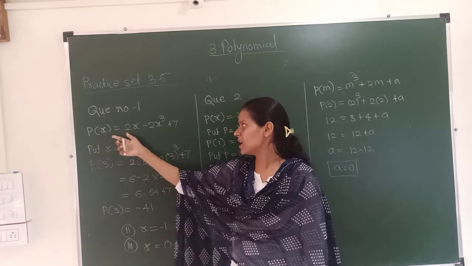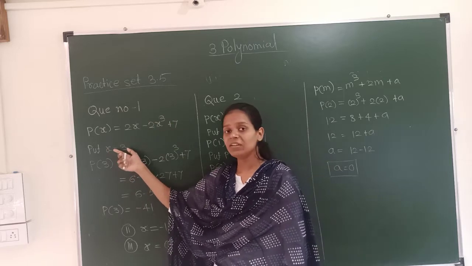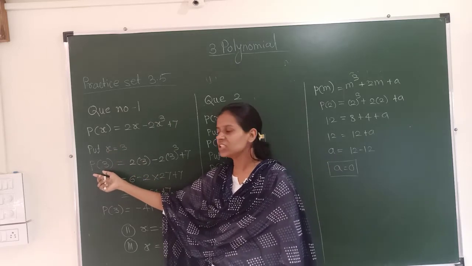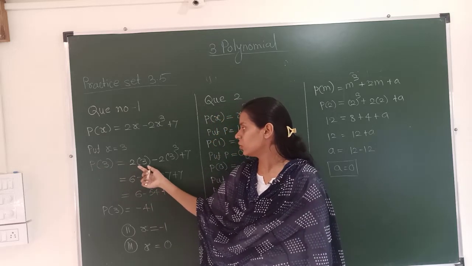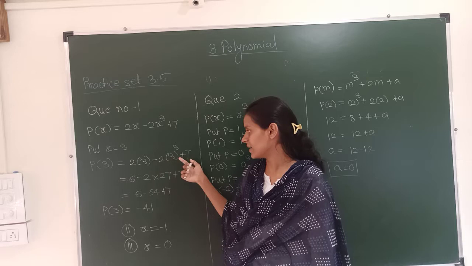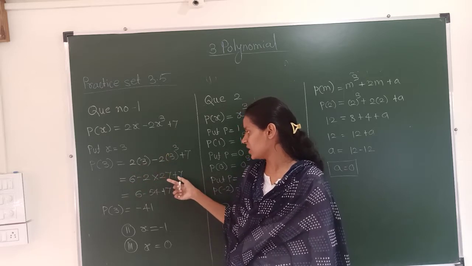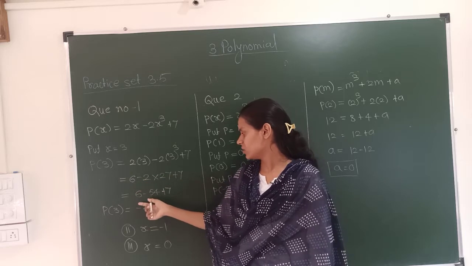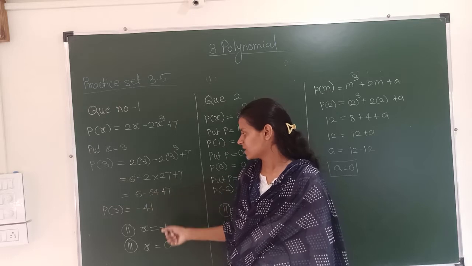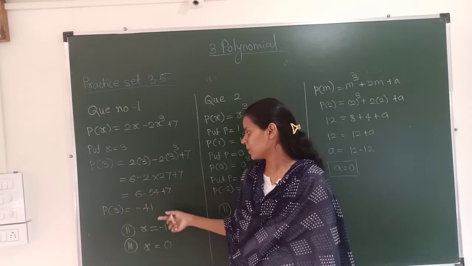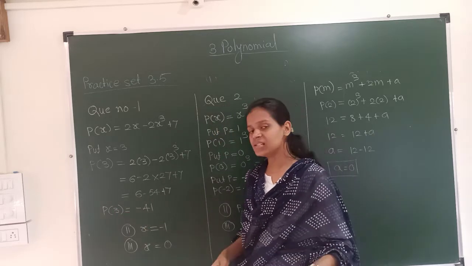Given polynomial is p(x) is equal to 2x minus 2x raised to 3 plus 7. So when we put x is equal to 3, the polynomial will change to p of 3 is equal to 2 into 3 minus 2 into 3 raised to 3 plus 7. 2 into 3 is 6, minus 2 as it is, 3 power 3 is 27, plus 7. 6 as it is, 2 into 27 is minus 54 and plus 7 as it is. 6 minus 54 plus 7 is minus 41. So value of p(3) is minus 41.